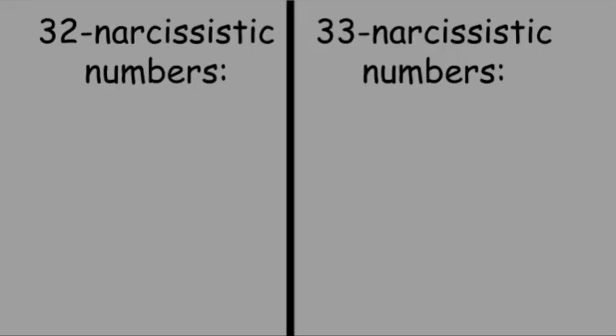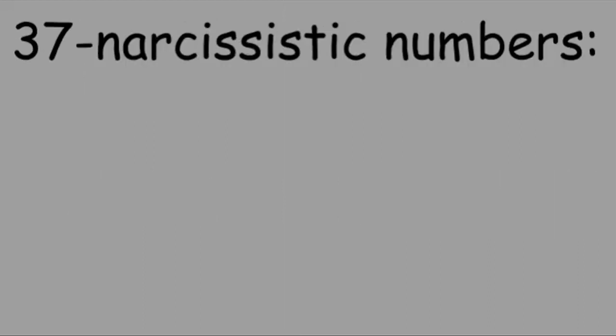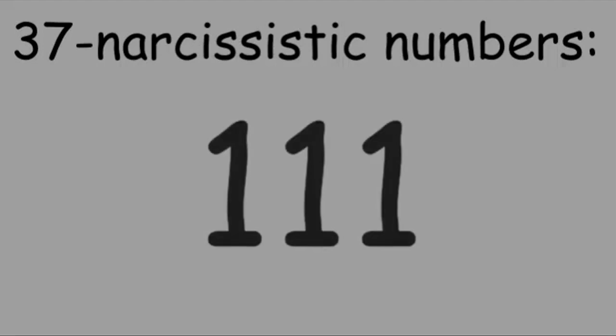Very interestingly, there are 32 and 33 narcissistic numbers, the first consecutive ones since 8 and 9. They're the incredibly tiny 2,112 and the larger 1,224,103 respectively. And finally is the 37 narcissistic number, 111, and at just 3 digits, it is the smallest one we've seen since the 9 narcissistic 10.